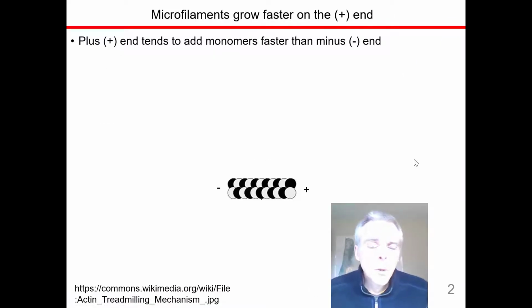Just like microtubules, microfilaments have what we call a plus end and a minus end. And just like in microtubules, the plus and the minus doesn't refer to charges on the structures. It refers to the growth of those structures. Microtubules only grow on the plus end, but microfilaments grow on both the plus end and the minus end. They just grow faster on the plus end than they do on the minus end.